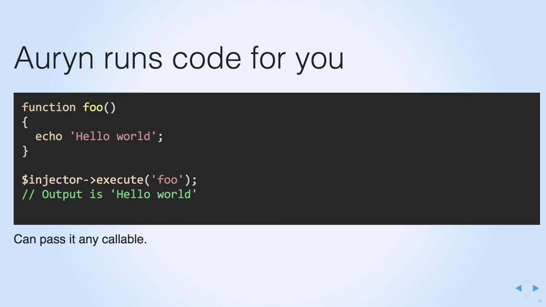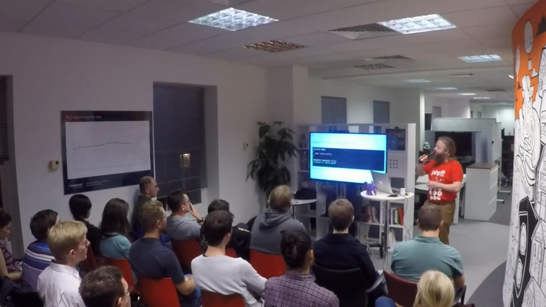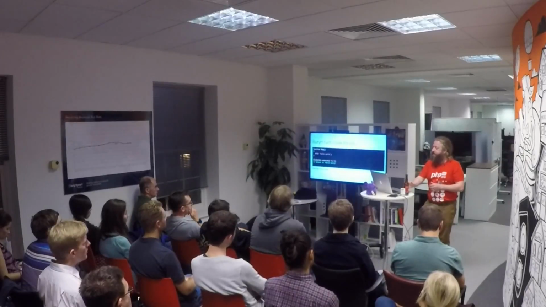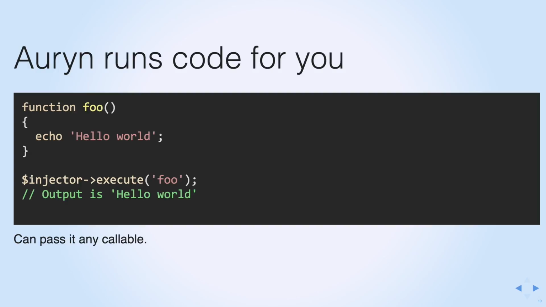Auron runs code for you. Instead of calling code yourself, you give Auron a callable that you want to run, and it will run it. So in the simplest example, we've just got a function called foo. We're telling the injector to execute foo.